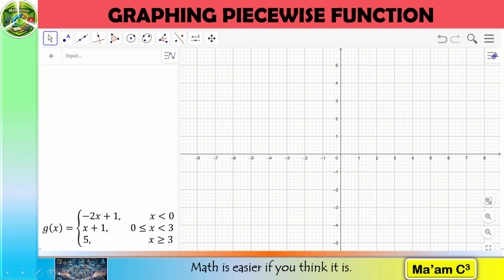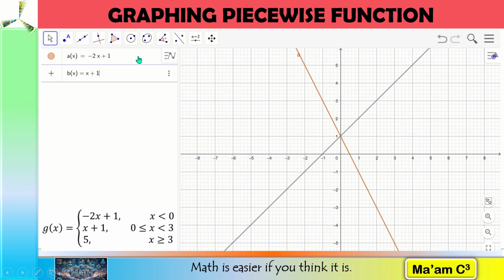Notice that we have three conditions. And for three or more conditions in GeoGebra, we're not going to use the same command we used earlier, the if condition, then, and otherwise. We're going to input each of our g of x. So let me start with the first one. I'm just going to use a of x equals negative 2x plus 1. Next condition, I'm going to use b of x is equal to x plus 1. Third condition, I'm going to use c of x and it is equal to 5.